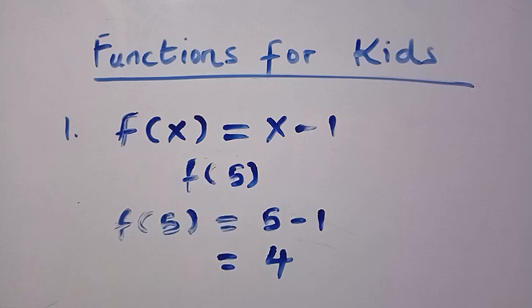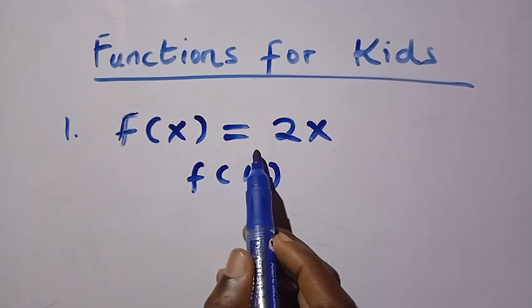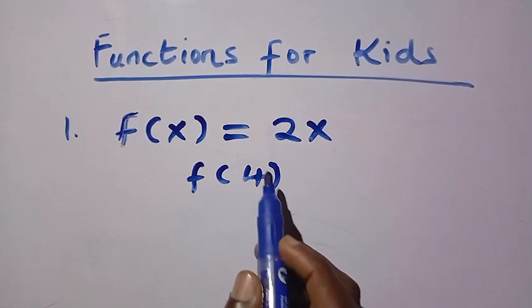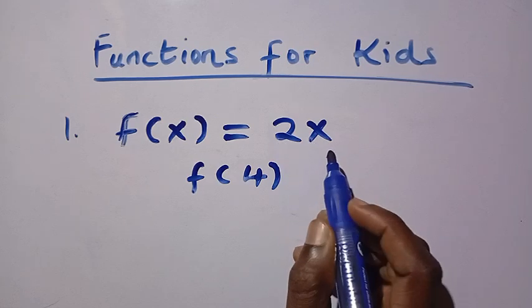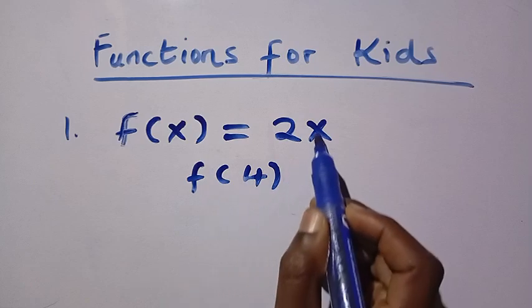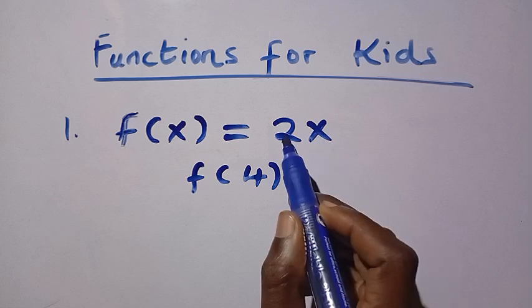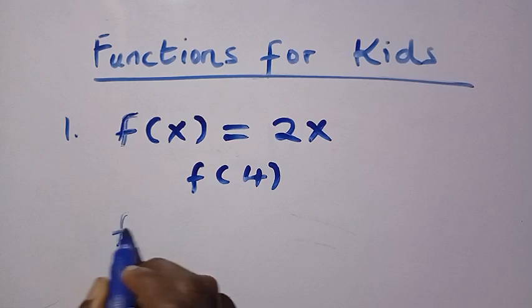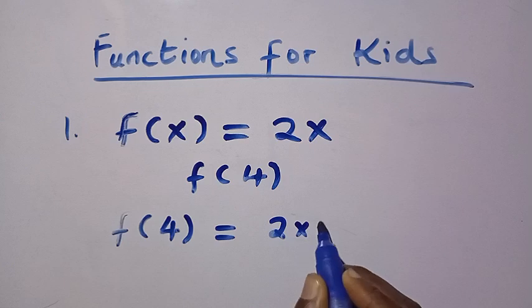Let's try the multiplication form. This is another dimension of functions. f of x equals 2x. And what is f of 4? So here we have 2 multiplies x. Anywhere we see x, we'll be replacing it by 4. This is not 2 times x as in a multiplication sign; this is 2 multiplies x. That is, our f of 4 equals 2 multiplied by 4.